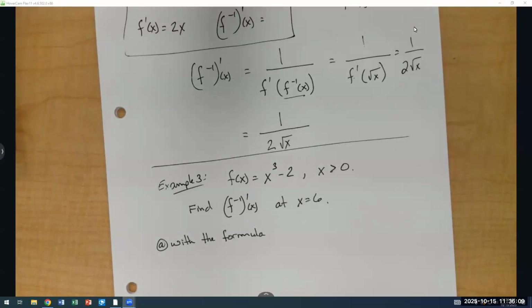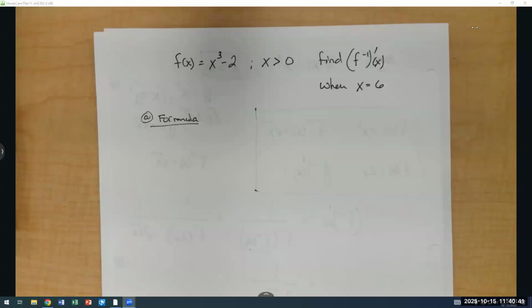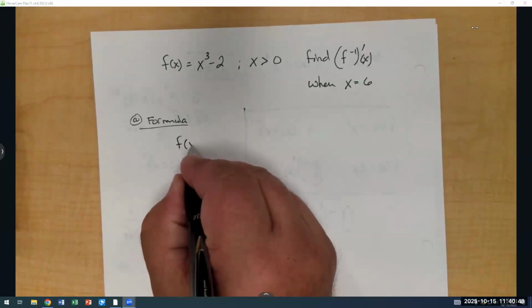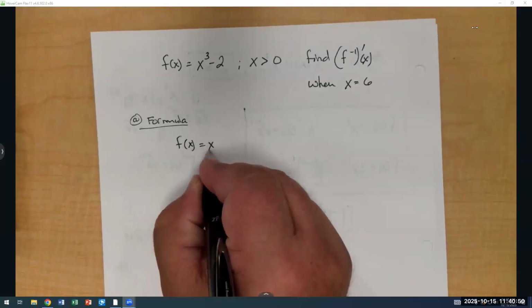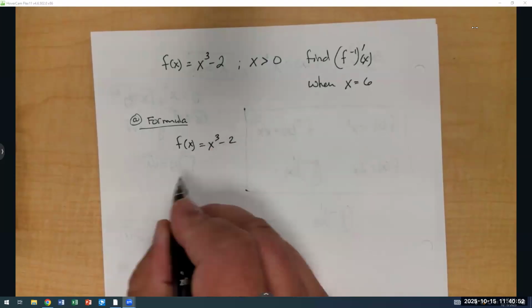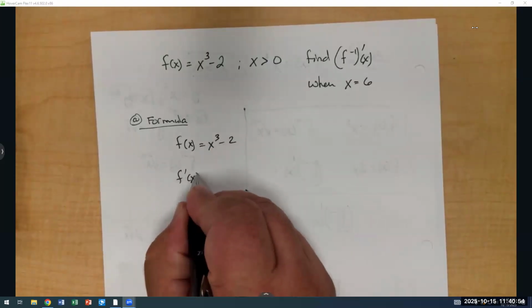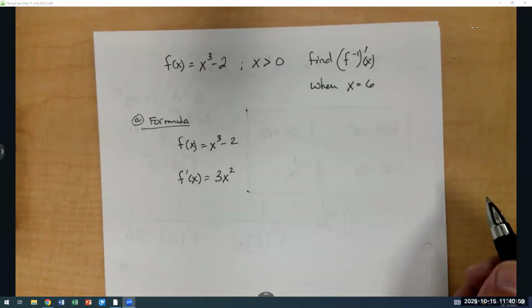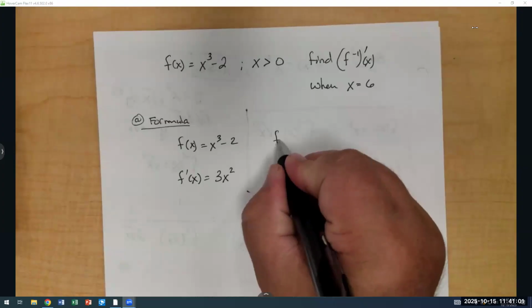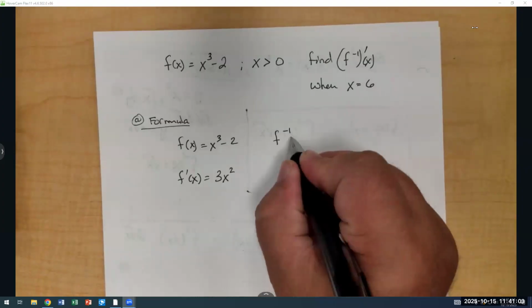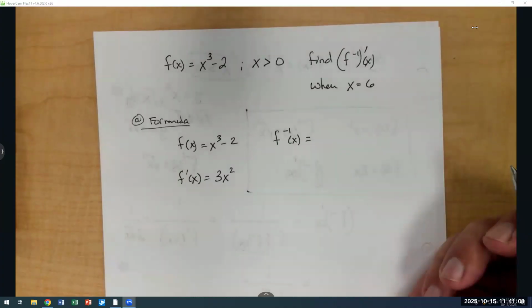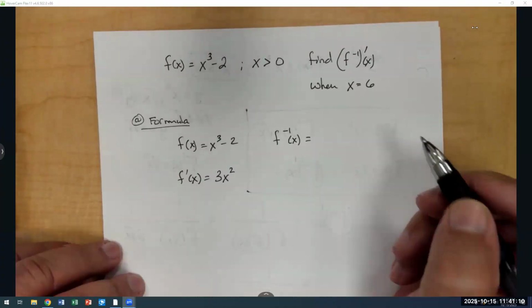Pause this right now. So to use the formula, what do we need to find? We need to have f of x, which we have. We need to have f prime of x, which is that. We have to have the inverse, which we don't have yet. So we have to find the inverse.